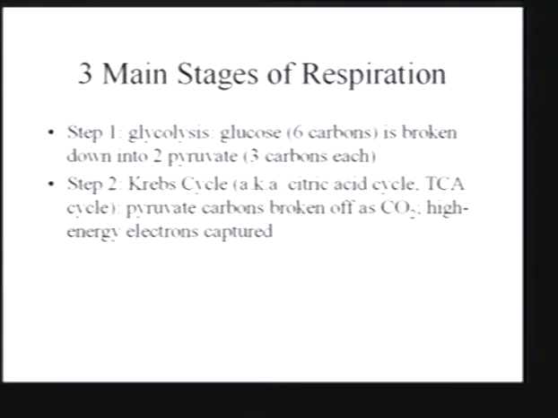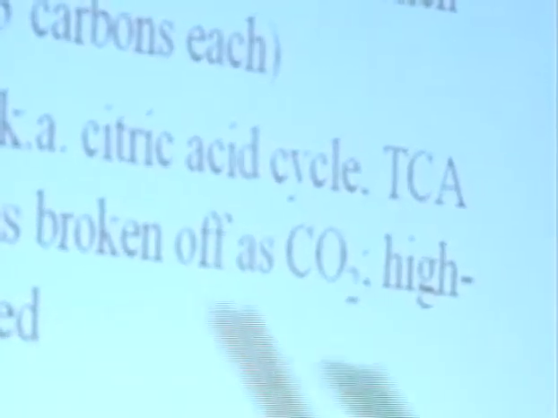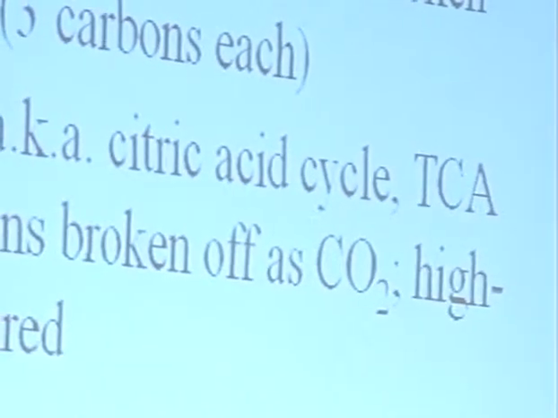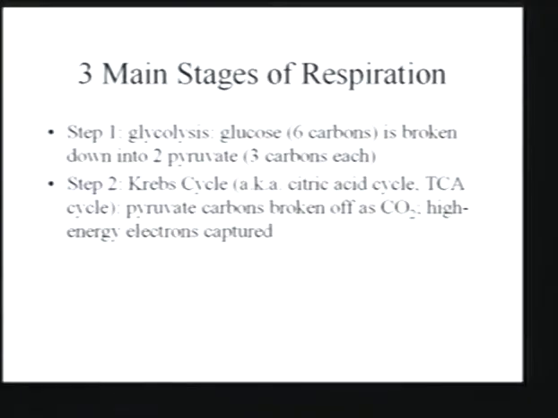The next step is the Krebs cycle, or sometimes called the citric acid cycle or the TCA cycle. You see different terms in different books. Here in the Krebs cycle, we're going to get rid of those carbons in the pyruvates that came from the glucose. They're broken off as CO2, which we exhale. And in that process, as we break those carbons off of this molecule, we capture those high-energy electrons. So this is where most of the high-energy electrons are being captured. That's its most important function.